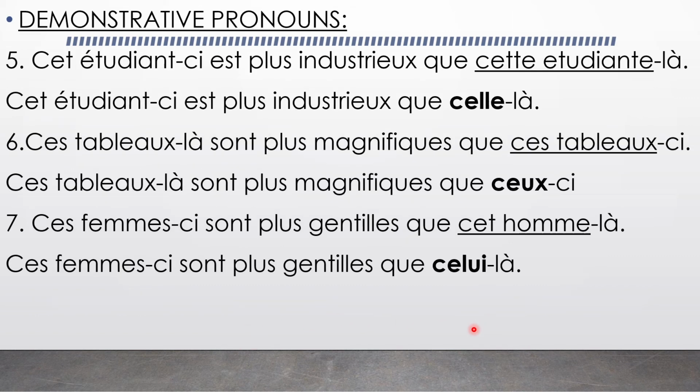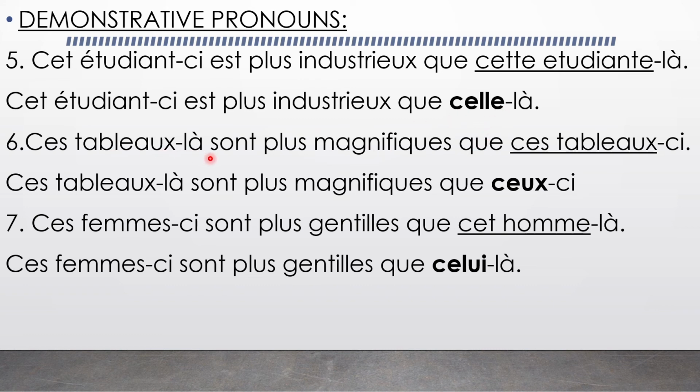Cet étudiant-ci est plus industrieux que cet étudiant-là. Here you're talking about this student being more hardworking than that student, but that student is a female. The first one is a male, the second one is a female. So you want to say this student is more hardworking than that one. Instead of saying student twice, feminine singular, you will replace it with celle. Cet étudiant-ci est plus industrieux que celle-là. This student is more hardworking than that one.